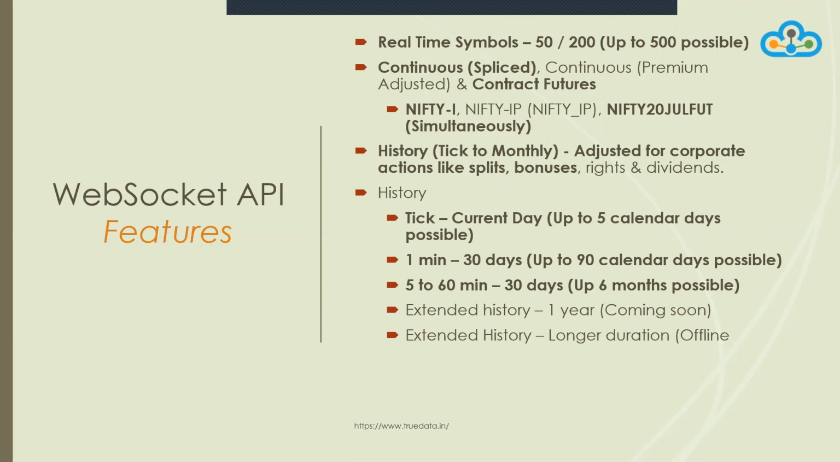For 1 minute, we are giving 30 days of history. Up to 90 calendar days is possible. And for 5 to 60 minutes, up to 6 months is possible. We are coming out with more extended history for 1 year and even longer duration. You can get that offline. So all this is available to you for your use.